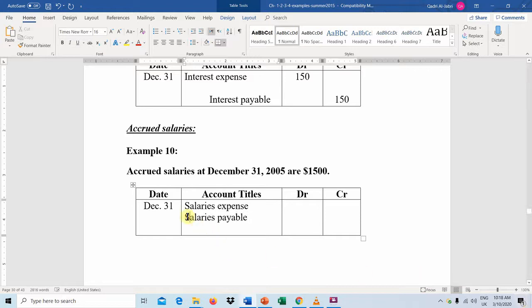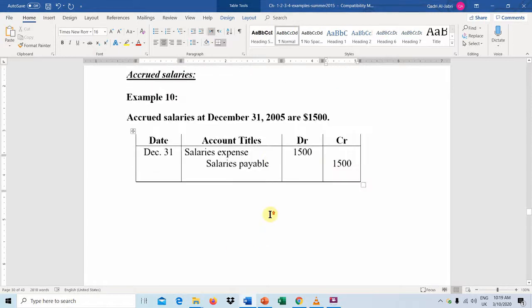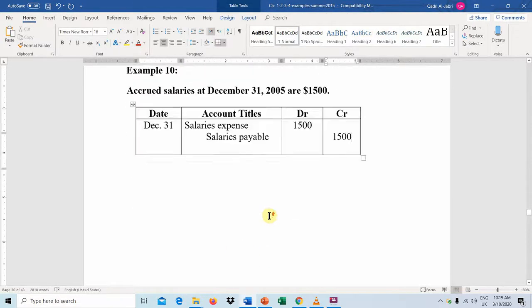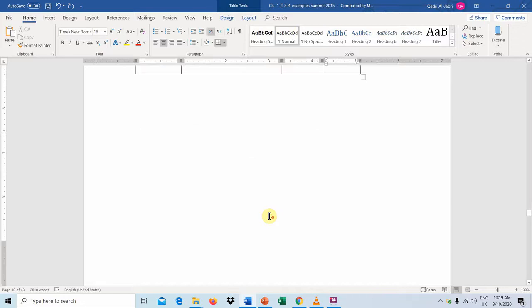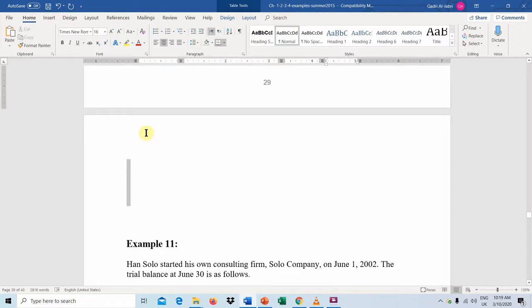So debit 1,500 and credit 1,500 for salaries payable. And these are all the adjusting entries that we have in these examples.